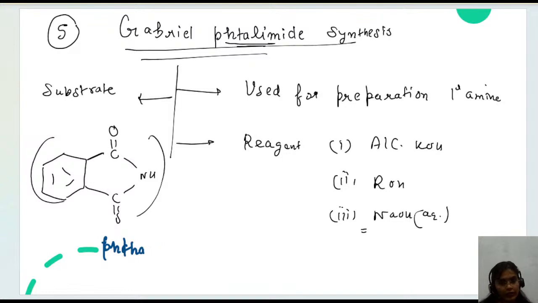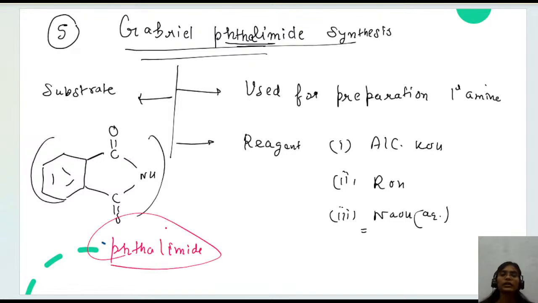Okay, wait, the spelling is wrong. Okay, now it's correct. So this is phthalimide. The substrate is this, the reagent is this, and the product is a primary amine. Normal Gabriel, that is the Gabriel Phthalimide.